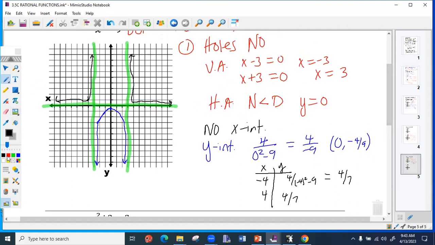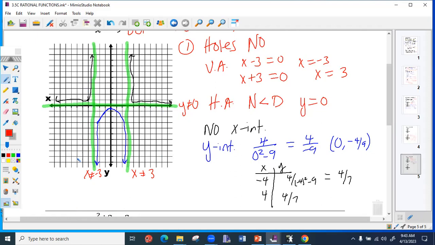Okay, so we're going to look here and talk about our domain. Your domain here has how many things that it cannot equal? Your domain has 2 things, right? It cannot equal -3, and it cannot equal +3. Do we see that? Your range cannot equal just 0.